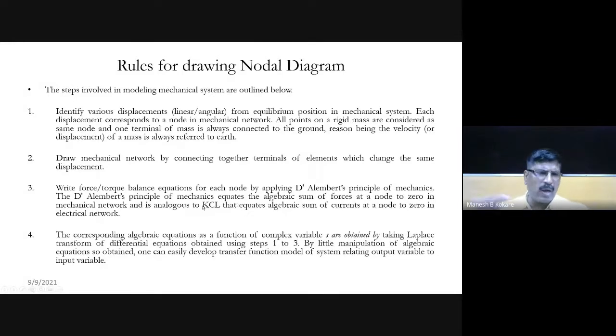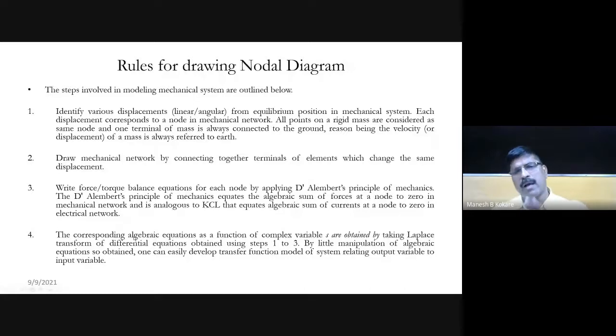And then once you write the nodal equation, from that you have to find the transfer function of the given system. You know that the transfer function is related to your output variable and input variable. So you just have to take the Laplace transform, and then find the ratio of the Laplace transform of the output variable to the Laplace transform of the input variable. That will give you the overall transfer function of the given system.